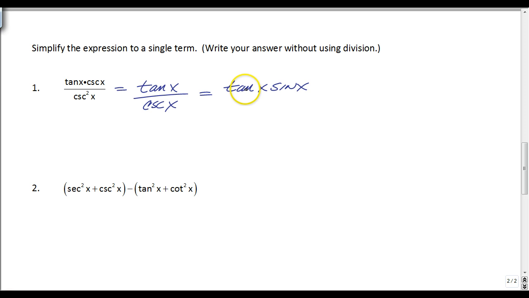If you wanted to say this is sine over cosine, what's going to happen? You're going to have sine squared over cosine. So now you're going to have a division again. So you just want to leave it here. There's nothing else you can do to simplify.